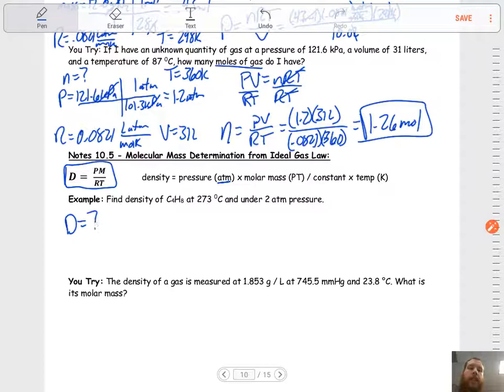We are looking for D, which is density. We have C4H8 at this temperature, so T is 273 degrees Celsius. So again, add 273 to that to get it to Kelvin. When we do that, it's 546 Kelvin. Our pressure is 2 atm, and that's all I'm given in terms of numbers in this problem. So if we're looking for density, we know that D equals PM over RT. Well, R is a constant, 0.0821 L·atm over mol·K.